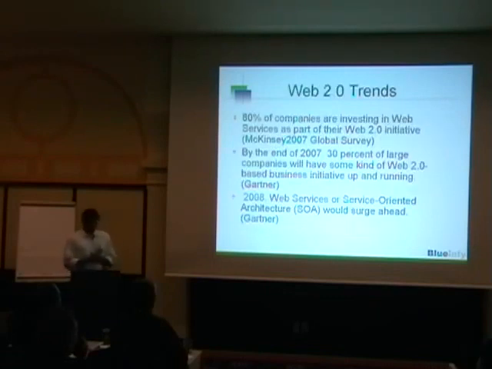Some trends: 80% of companies are investing in Web 2.0 services as a part of a Web 2.0 initiative. This is from a recent McKinsey 2007 global survey. By the end of 2007, 30% of large companies will have some kind of Web 2.0 business initiative up and running. This is Gartner's finding, and it suggests that by 2008 web services or service-oriented architecture would surge ahead, which we are all seeing nowadays. Every new application is coming up with a Web 2.0 framework, or old applications like Yahoo Mail are migrating to a beta Web 2.0 based Yahoo Mail and such.